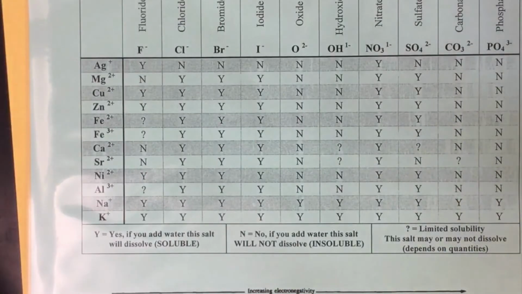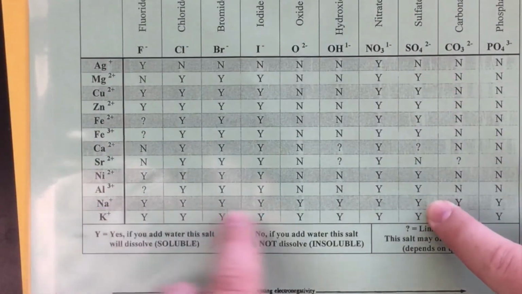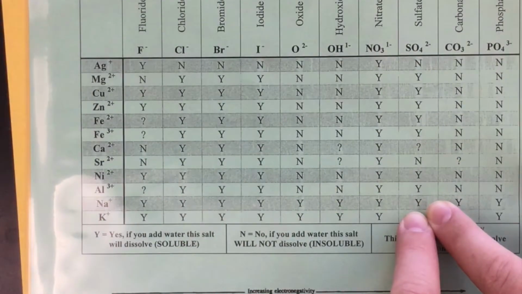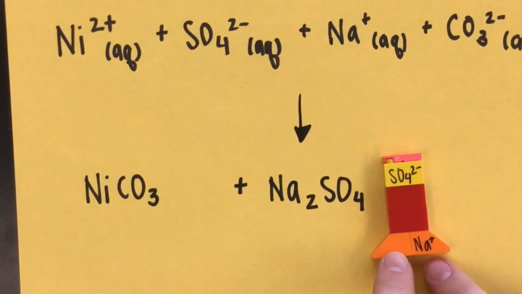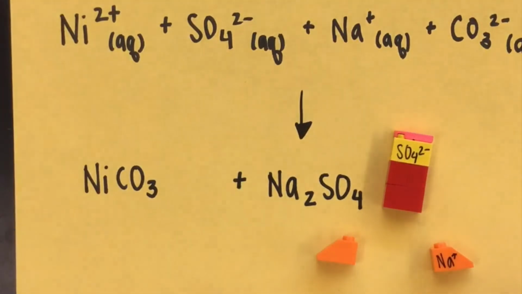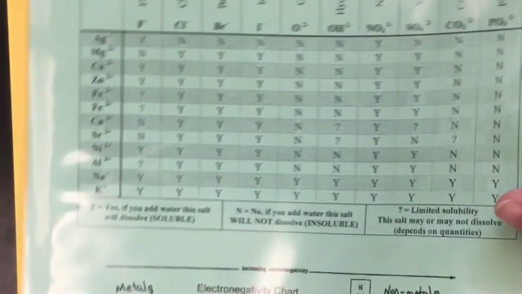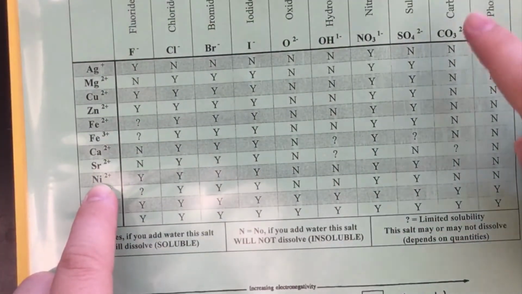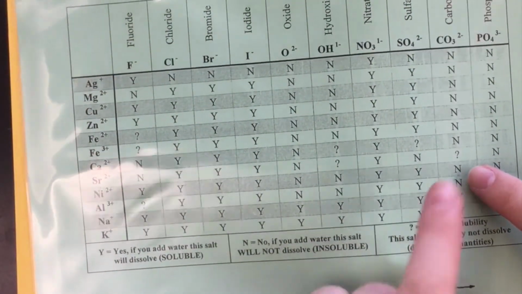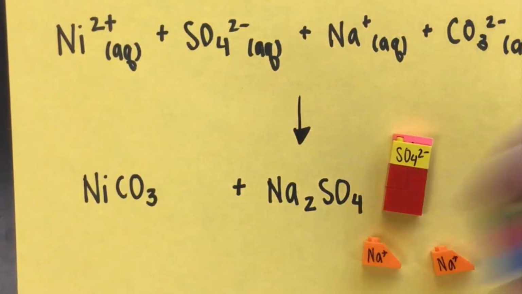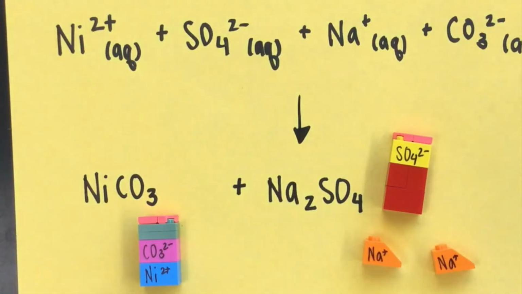If you look at your solubility chart, we can look at the solubility of sodium sulfate. That's a yes. That means it is soluble. Meaning this one, sodium sulfate, will not look like this in solution. It will instead be split apart because it's soluble. Its ions will be separated in water. On the other hand, nickel and carbonate are a no, meaning that it will not dissolve in water. That means that this nickel and this carbonate are bound together and they will not separate.